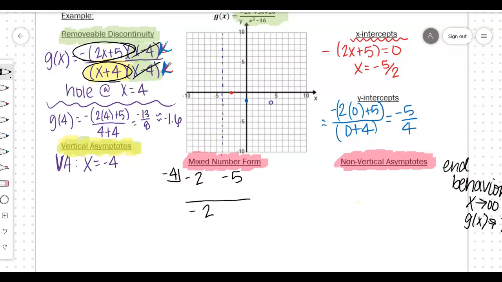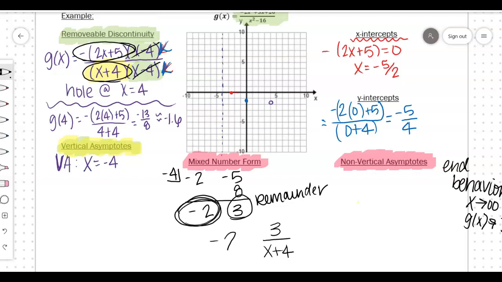Bring down the negative 2, multiply it by the negative 4, that gives me positive 8. Add it to the negative 5, I get 3. Remember, this is always my remainder. We take our remainder and we put it over our divisor. And so the polynomial part is this negative 2. And so now we have it in mixed number form.